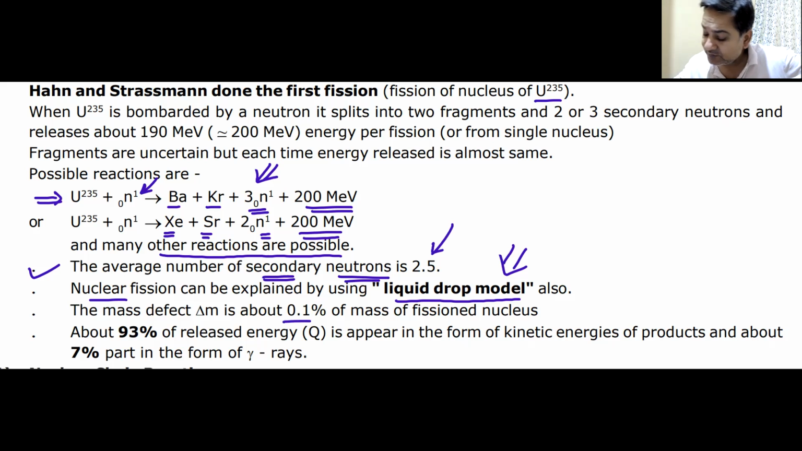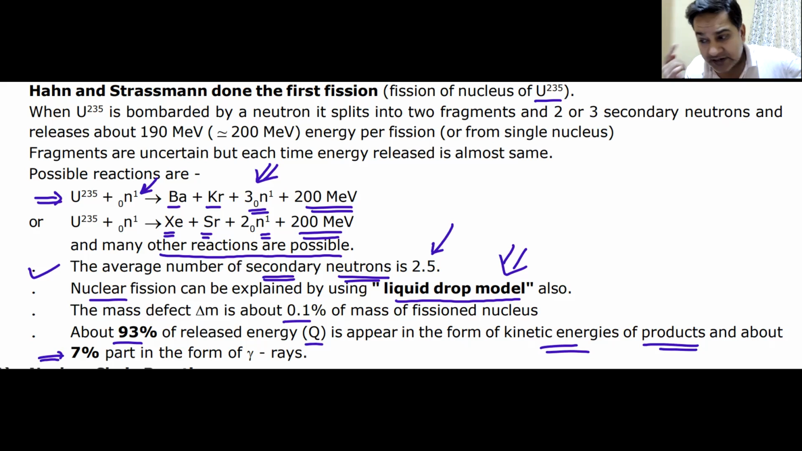You may not remember this. 93% of energy is in the form of kinetic energy of products, and 7% is in the form of gamma rays. Again, this is information. It may come as a direct value, or it may not. They might not ask you the percentage. They might ask you which energy is more when this nuclear fission happens.